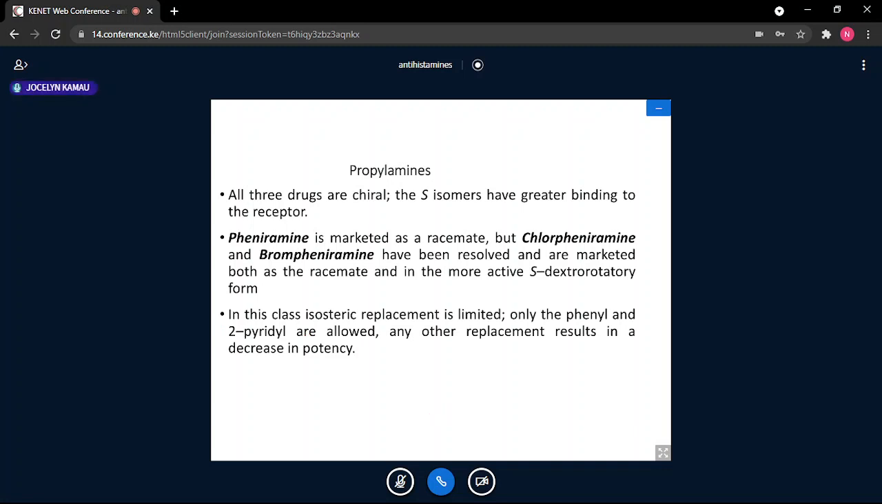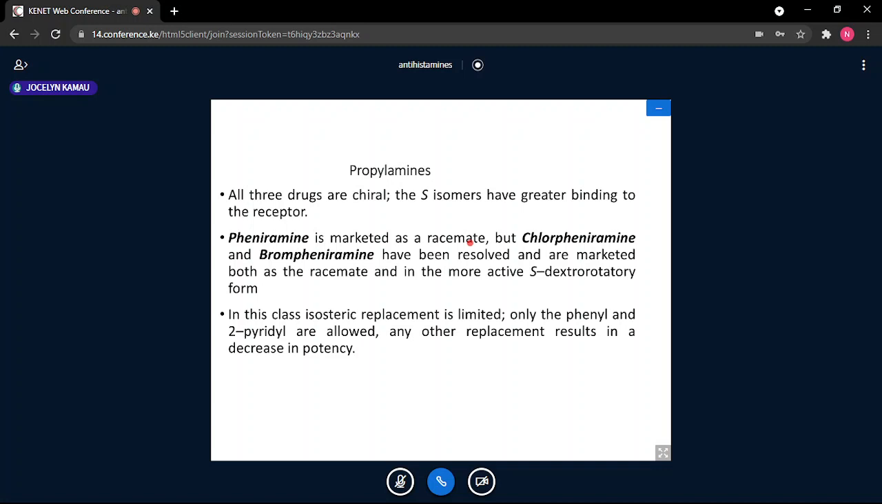So if I'm not wrong, last time you were able to go up to the propylamines, or the alkylamines. We did mention that the alkylamines can be further divided into 2 subclasses: the saturated ones, like chlorpheniramine, pheniramine, and brompheniramine, and then the unsaturated ones, where we have a double bond between the central carbon and the next carbon.